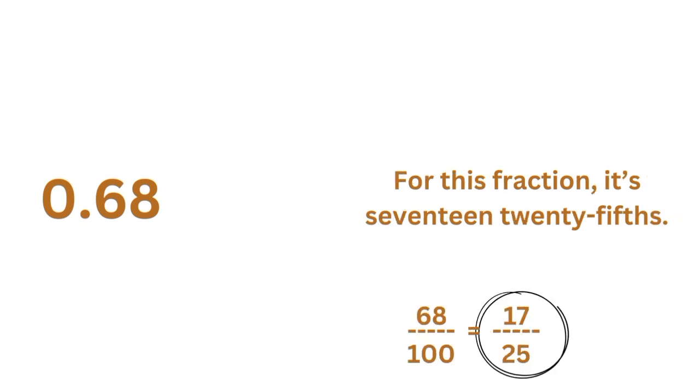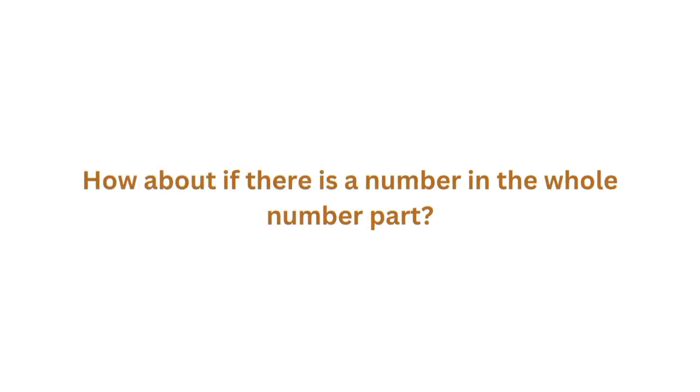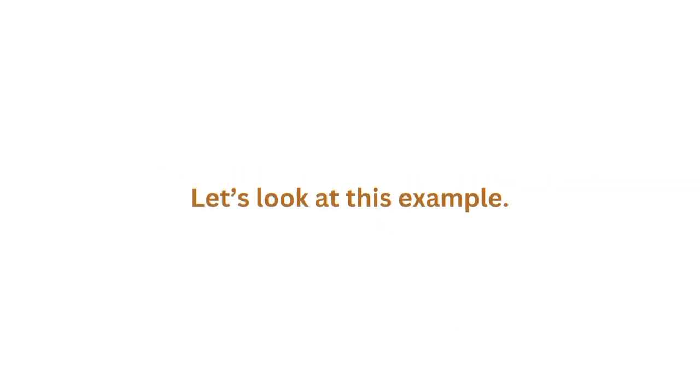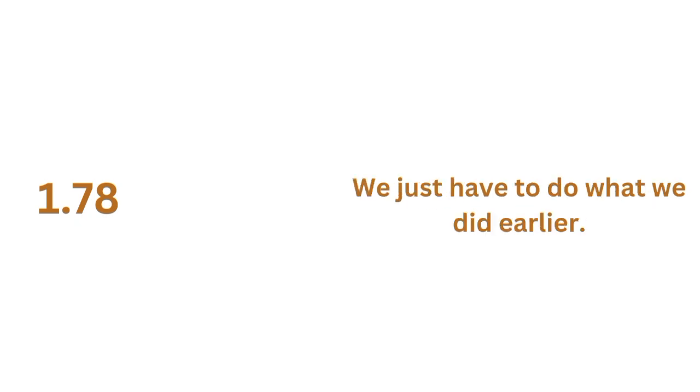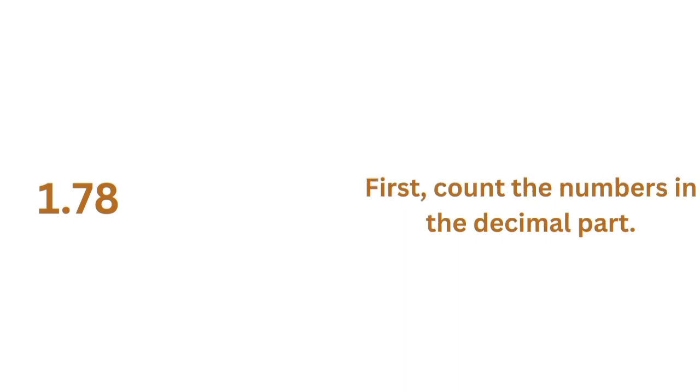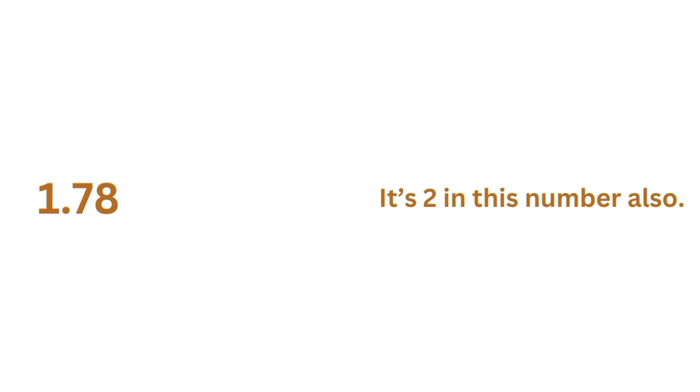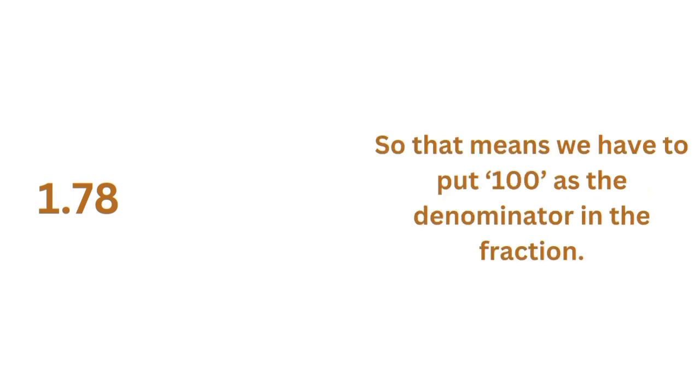How about if there is a number in the whole number part? Let's look at this example. 1 78 hundredths. Converting it is simple. We just have to do what we did earlier. First, count the numbers in the decimal part. It's 2 in this number also. So that means we have to put 100 as the denominator in the fraction.